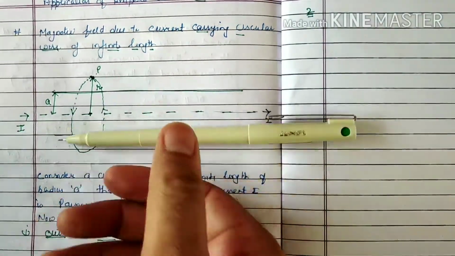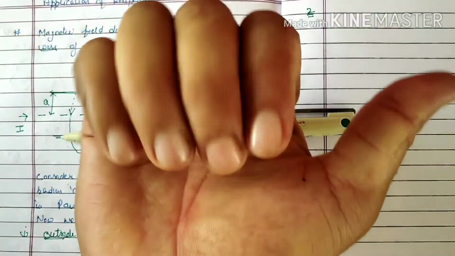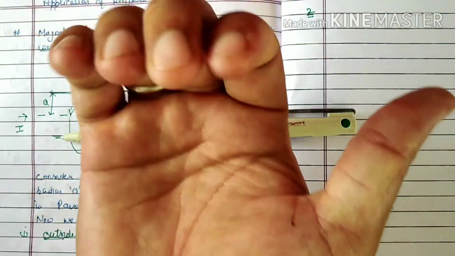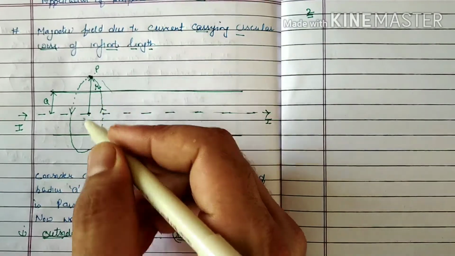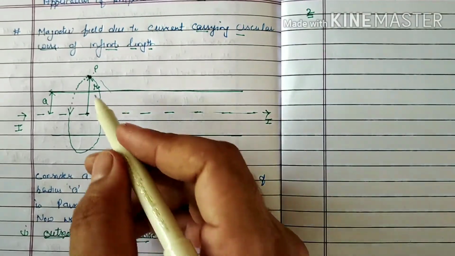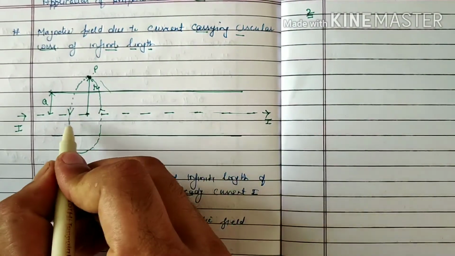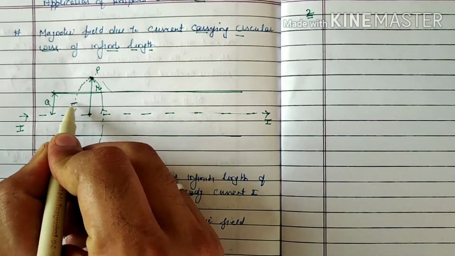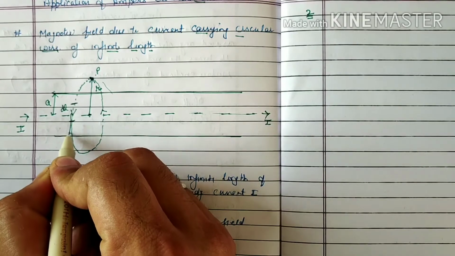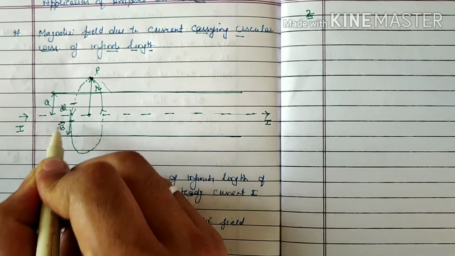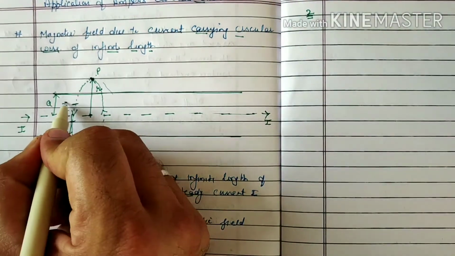This is the conductor and current is flowing toward this side. So the direction of the curling fingers is anti-clockwise. This is the anti-clockwise direction of the magnetic field line, and this magnetic field line is known as the Amperian loop. Over this Amperian loop we have considered one element dl, and the direction of the magnetic field and dl are both in the same direction.